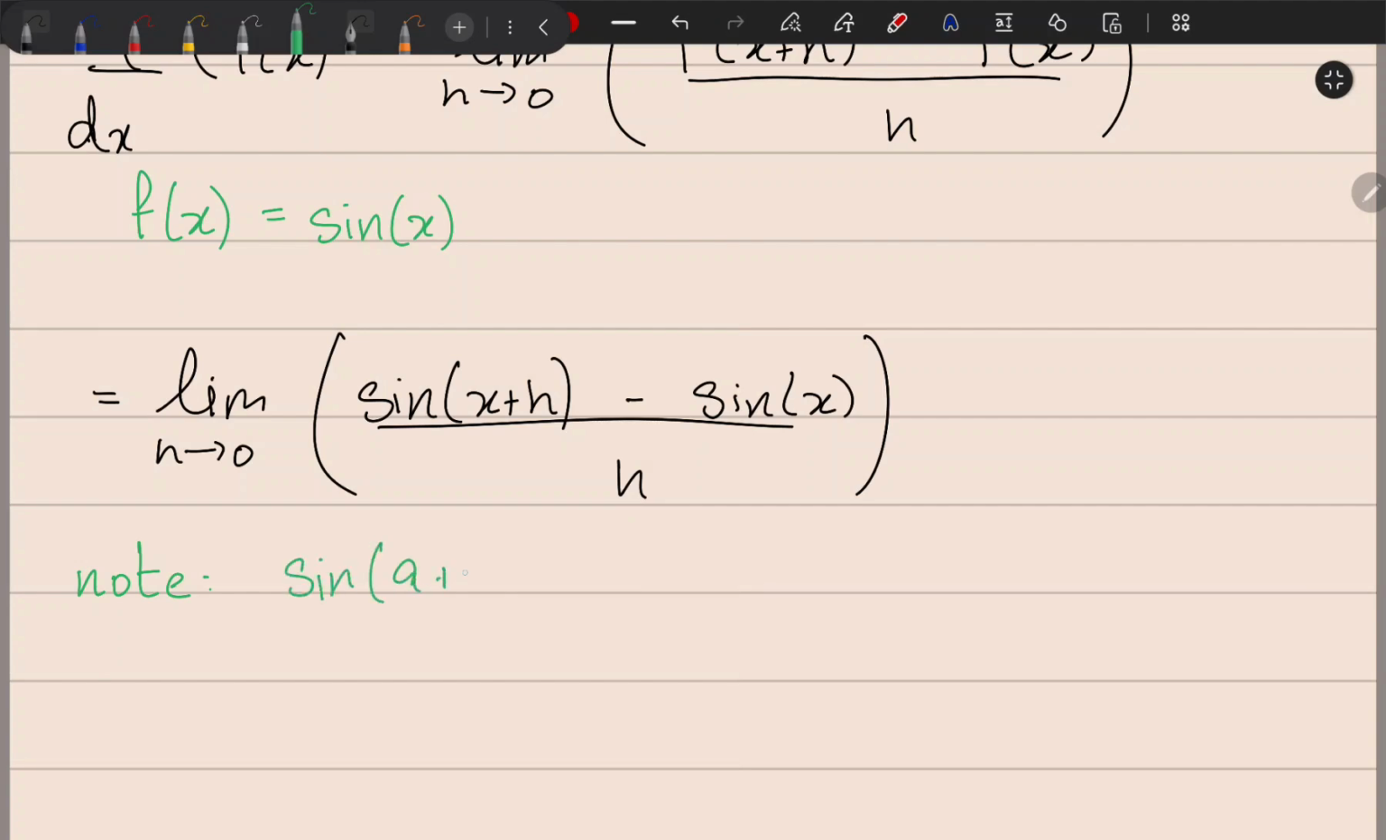And now let's write down a note which states the compound angle identity for sine. So let's say we have sine of a plus b. This is always going to be equal to sine a cos b plus sine b cos a.